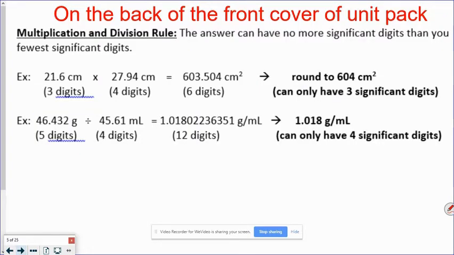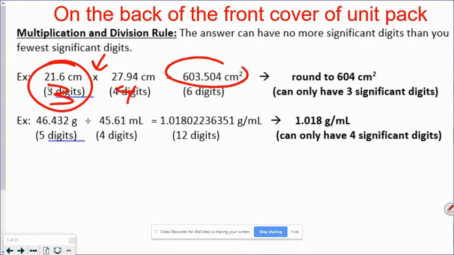So again, we went over this rule again a little earlier. So we identify the number of digits. We have 3 digits. We have 4 digits. We're doing multiplication. The rule states that our answer can have no more significant digits in it than our piece of data with the fewest significant digits. So our answer can only have 3 significant digits. So we have to take this calculator answer and round it to 3 significant digits.